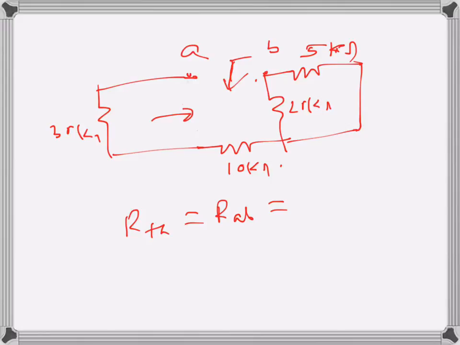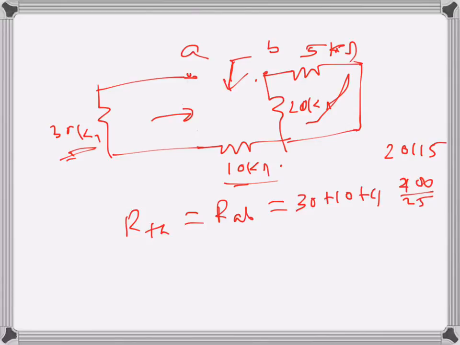So we can see that 30 plus 10, these two are coming in series, and then these two are in parallel, 20 and 5. 20 parallel 5 will be 20 times 5 divided by 20 plus 5. So that will be 100 divided by 25, which is 4. So we have 30, 10 and 4. These three are in series. So 30 plus 10 plus 4, where 4 is the parallel equivalent of these two. So that is 44 kilo ohms. So that's our Thevenin's resistance.